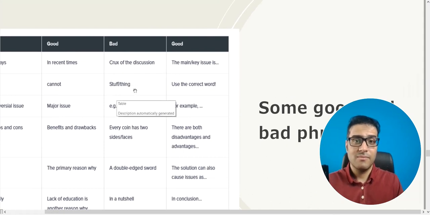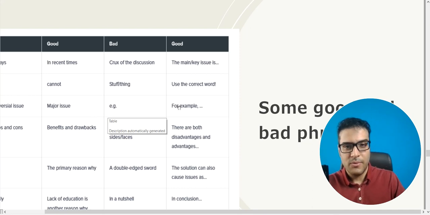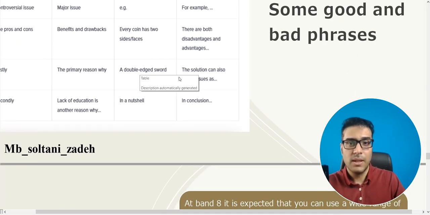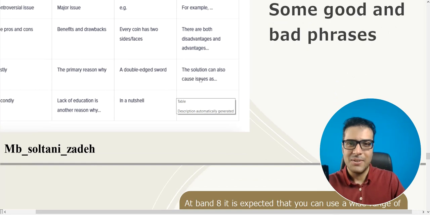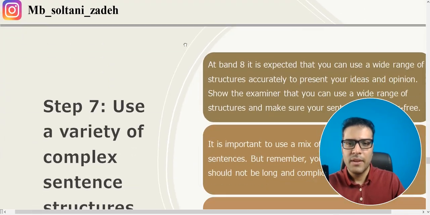Stop, think, so use the correct word for that. E.g., no, don't use abbreviations, just write for example. Every coin has 2 sides: there are both disadvantages and advantages. A double-edged sword, many candidates use it, so the solution can also cause issues. As, in a nutshell, in conclusion.